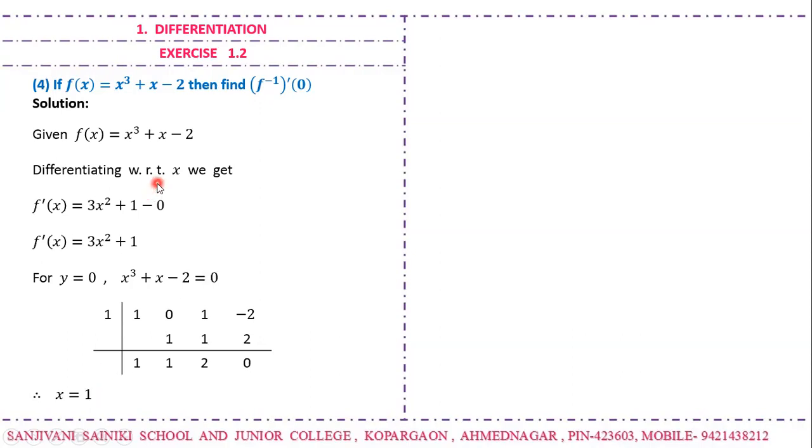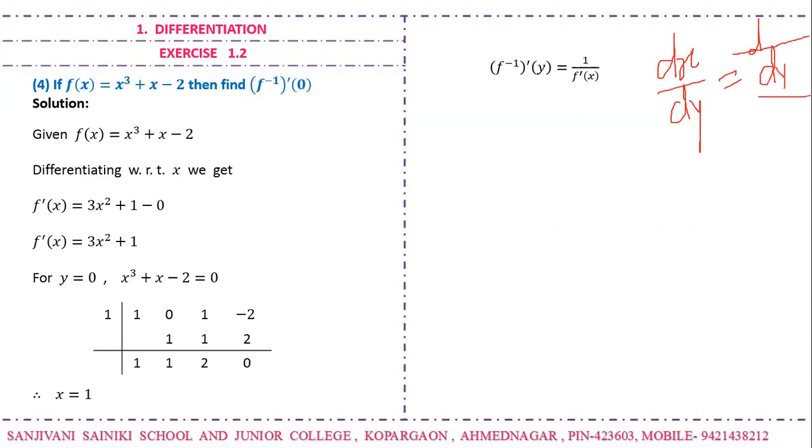So I will put f inverse, its derivative at y is equal to 1 upon derivative of f of x. Okay, it is the same as that. Okay, I will write here dx upon dy is equal to 1 upon dy by dx. I am writing the same thing but in the form of function, so don't confuse it.